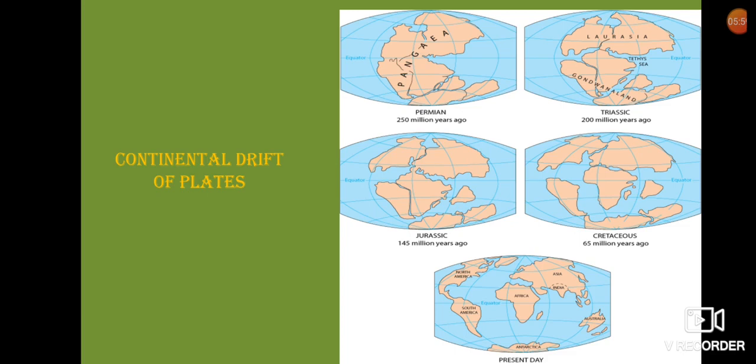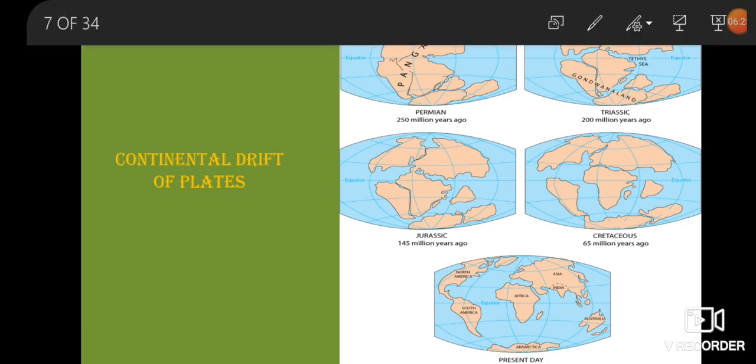Laurasia could also be called Angara land. As you can see, with the passing of time, these plates drifted from each other and split into different plates. And in the last you can see the present situation of these continents, as the 7 major continents have been formed: North America, South America, Africa, Europe, Asia, Australia and Antarctica.